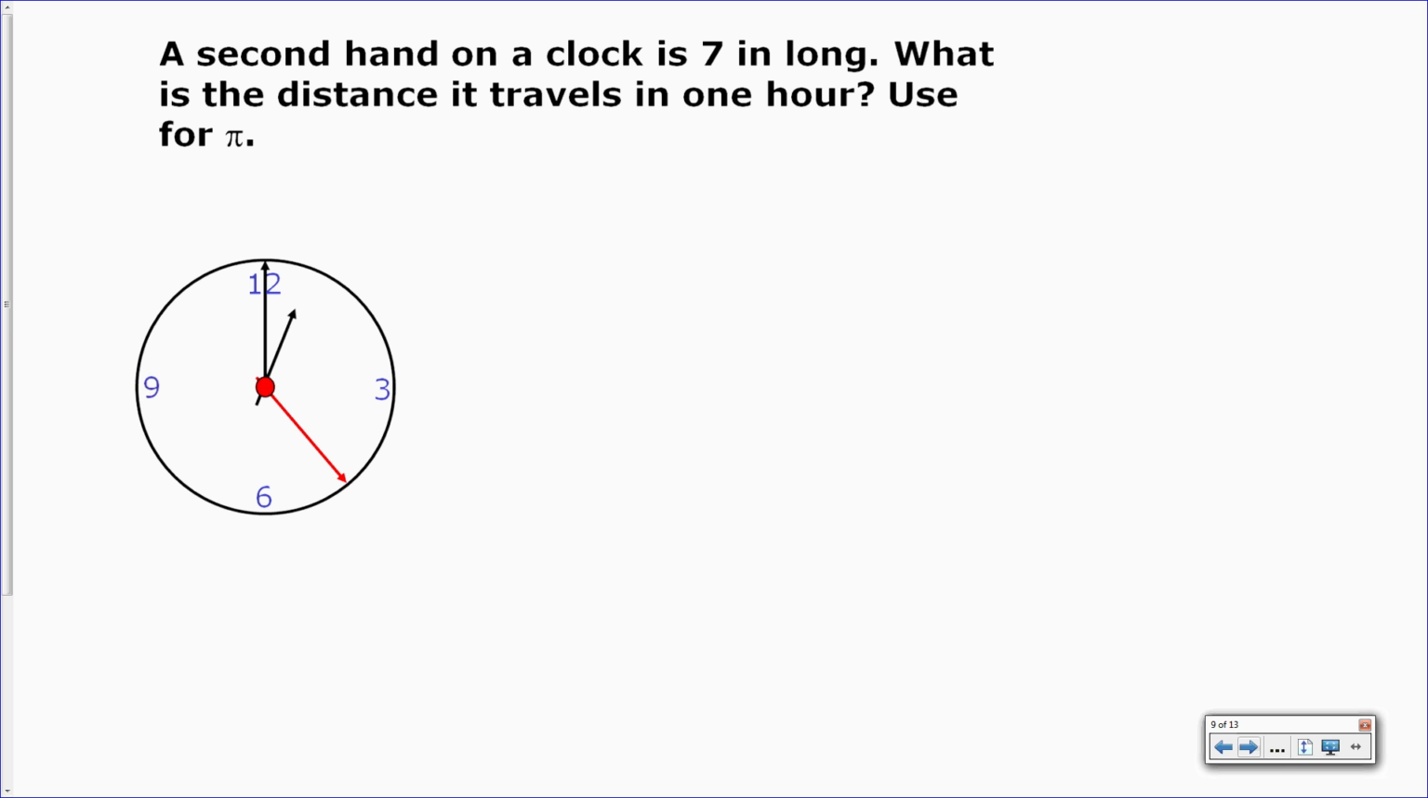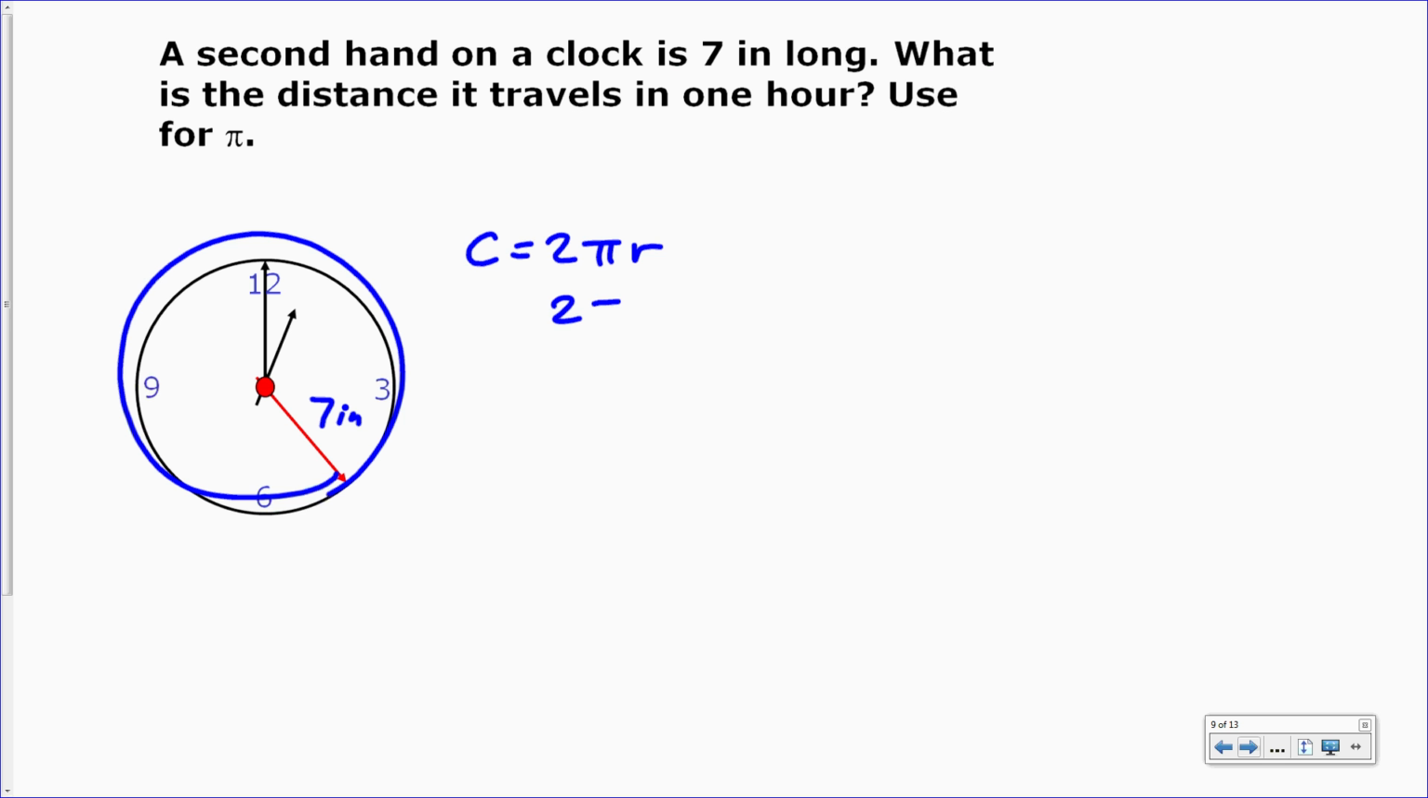What is the distance it travels in 1 hour? Okay, so the second hand right here is 7 inches long. So if it goes all the way around, that would be 1 circumference. It told us to use pi, so I have a radius. So circumference equals 2 pi r. So 2 times pi times 7 is 14 pi.